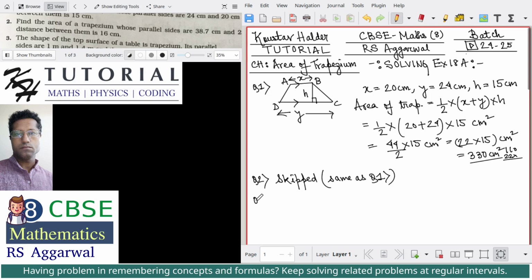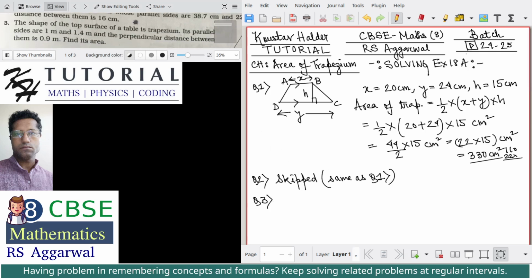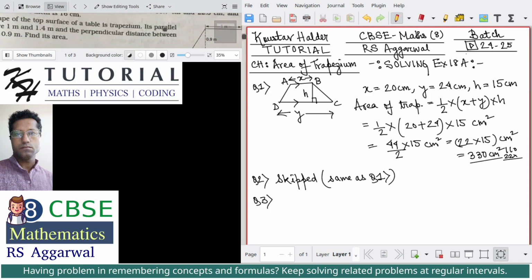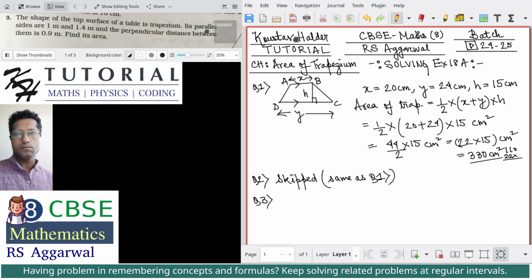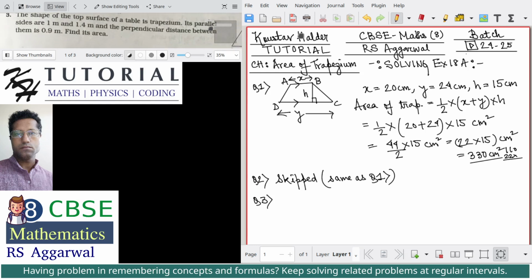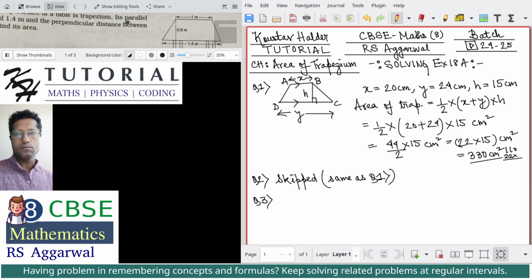Okay. Let's see question number 3. The shape of the top surface of a table is trapezium. So a figure is given. Its parallel sides are 1 meter and 1.4 meter, and the perpendicular distance between them is 0.9 meter. Find its area. This is also a straightforward question.